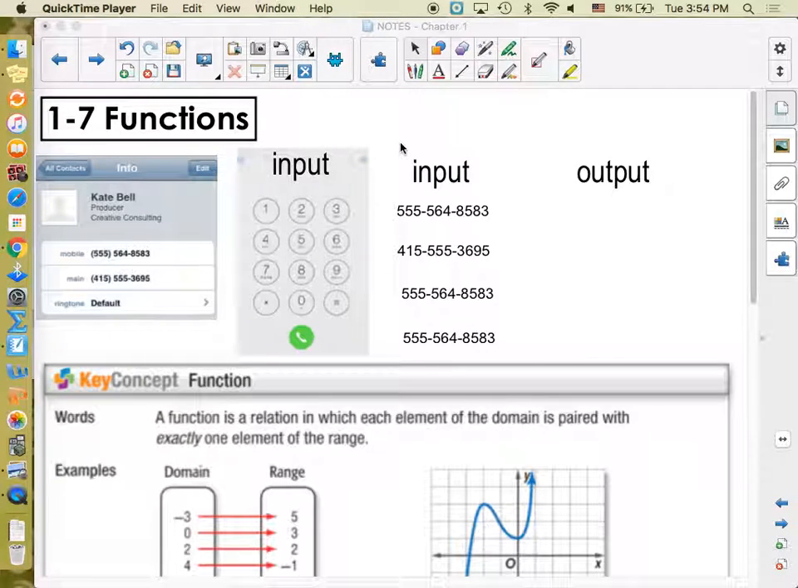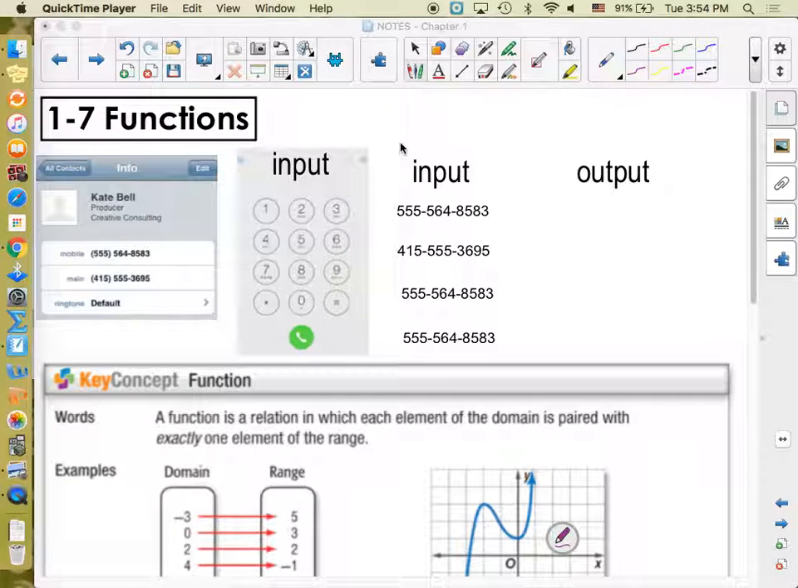This is the first part of the lesson video for 1-7 on functions. You can pause this video to catch up on notes. You could pause the video to ask a question. Okay, please don't race through the video. You need to listen to it so that you have all these ideas.